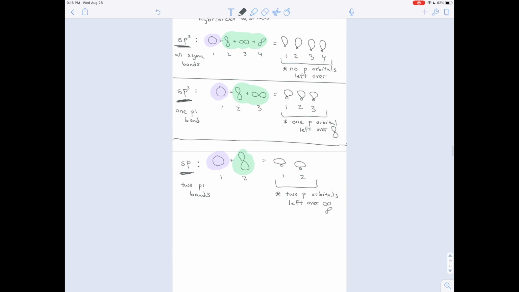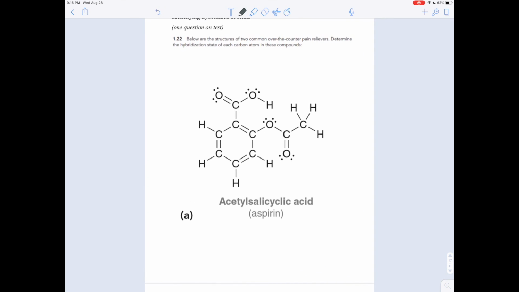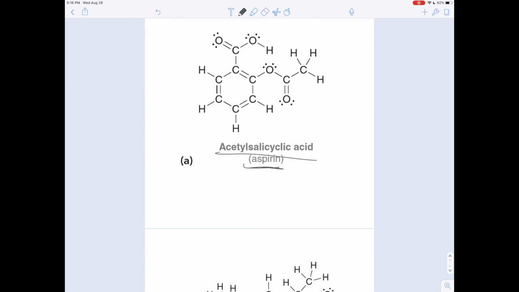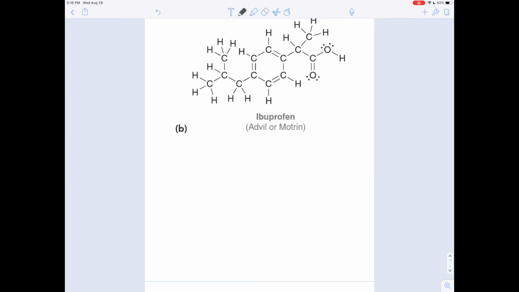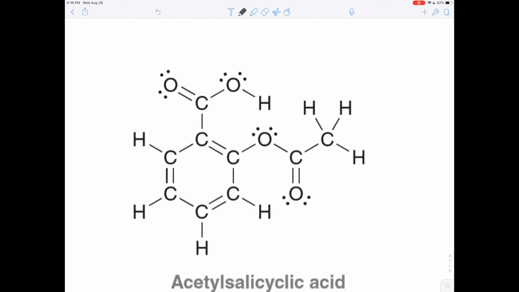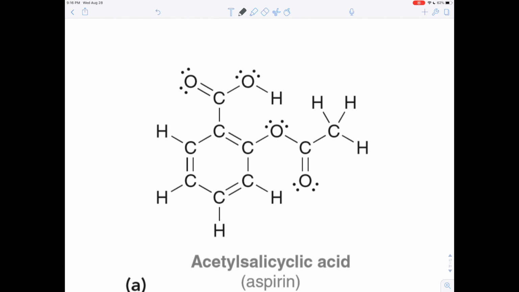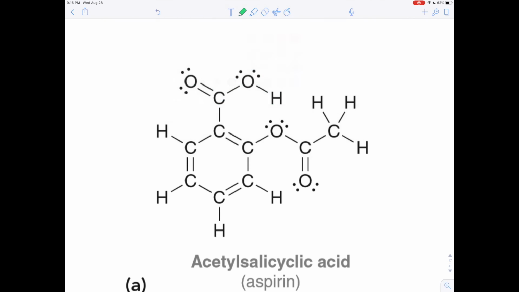Okay, armed with this table, we can look at this problem here. It says below are the structures of two common over-the-counter pain relievers. We've got aspirin, which you can impress your friends by calling acetylsalicylic acid, and we've got ibuprofen. What they want to know is the hybridization state of each carbon atom in these compounds. What we're going to do is look at them one by one, each of the carbons, and ask ourselves: how many sigma bonds and how many pi bonds do you have?